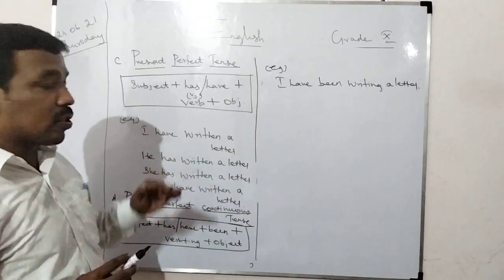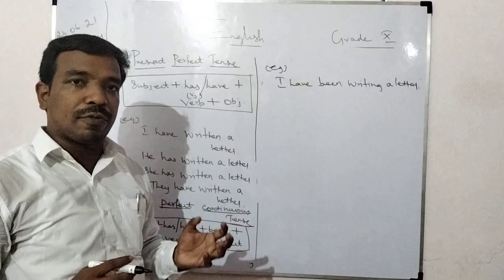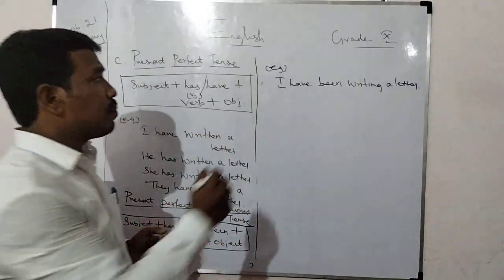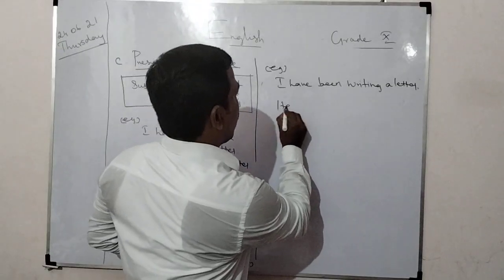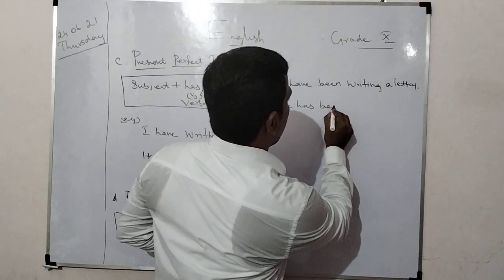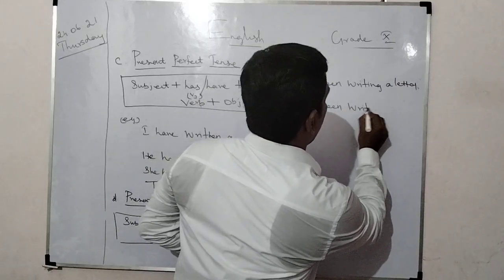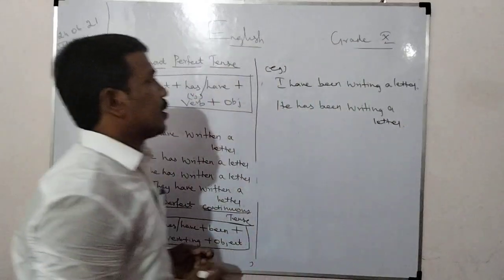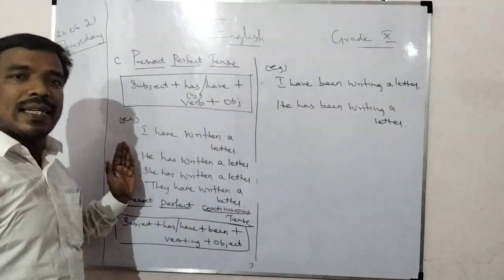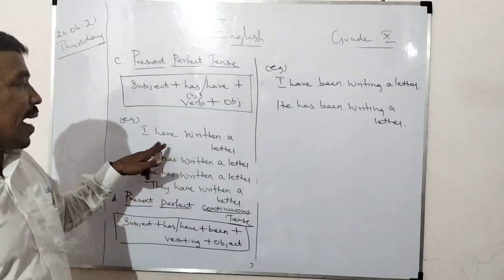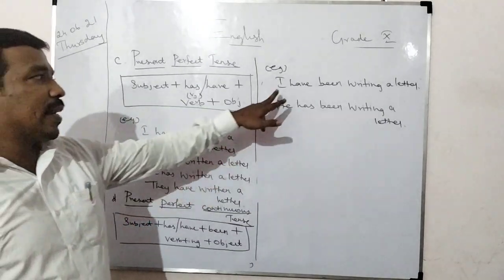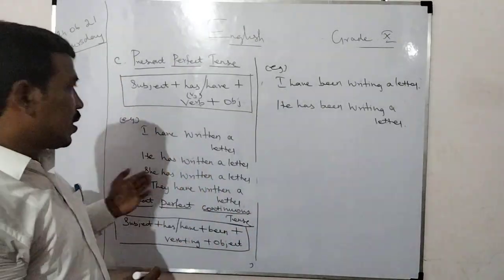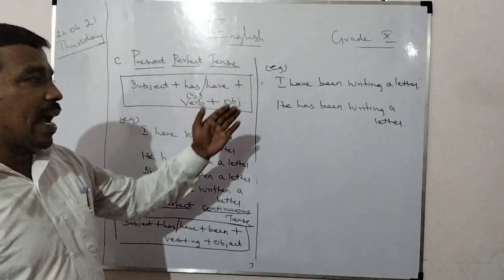Examples here are not according to the uses of tense. Just for your understanding, I have given the structure for you. Second example: he has been writing a letter. See, students, what I said is the same. I have written a letter, he has written a letter. Here, I have been writing a letter, he has been writing a letter, she has been writing a letter, they have been writing a letter.